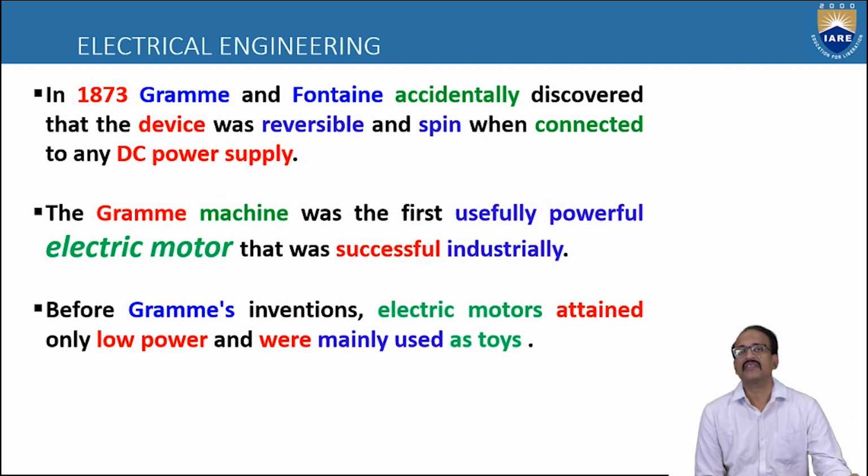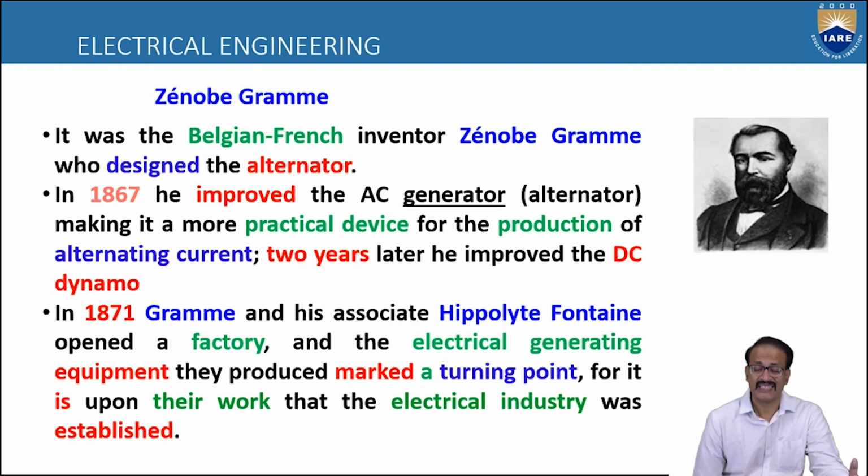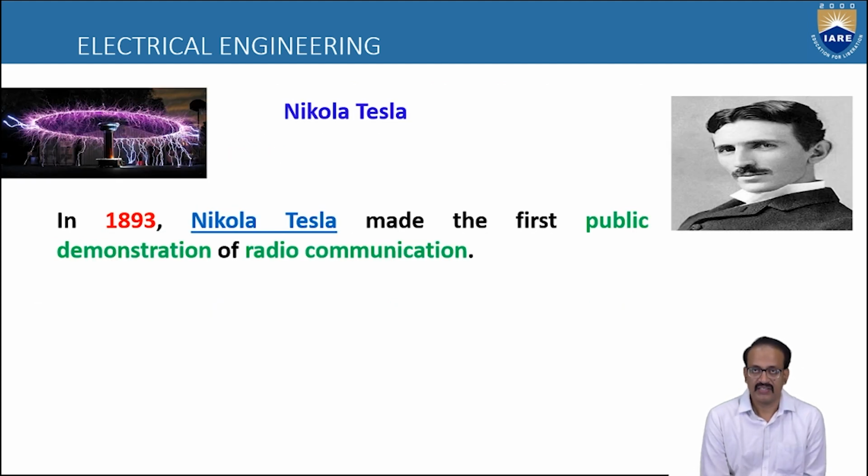So this person, Gramme, one day accidentally was able to find the electric motor. Okay. So first Faraday developed the principle for the generator, but Gramme developed the AC generator and also the DC dynamo, and also accidentally found the electric motor. Okay. So Tesla is the next person.